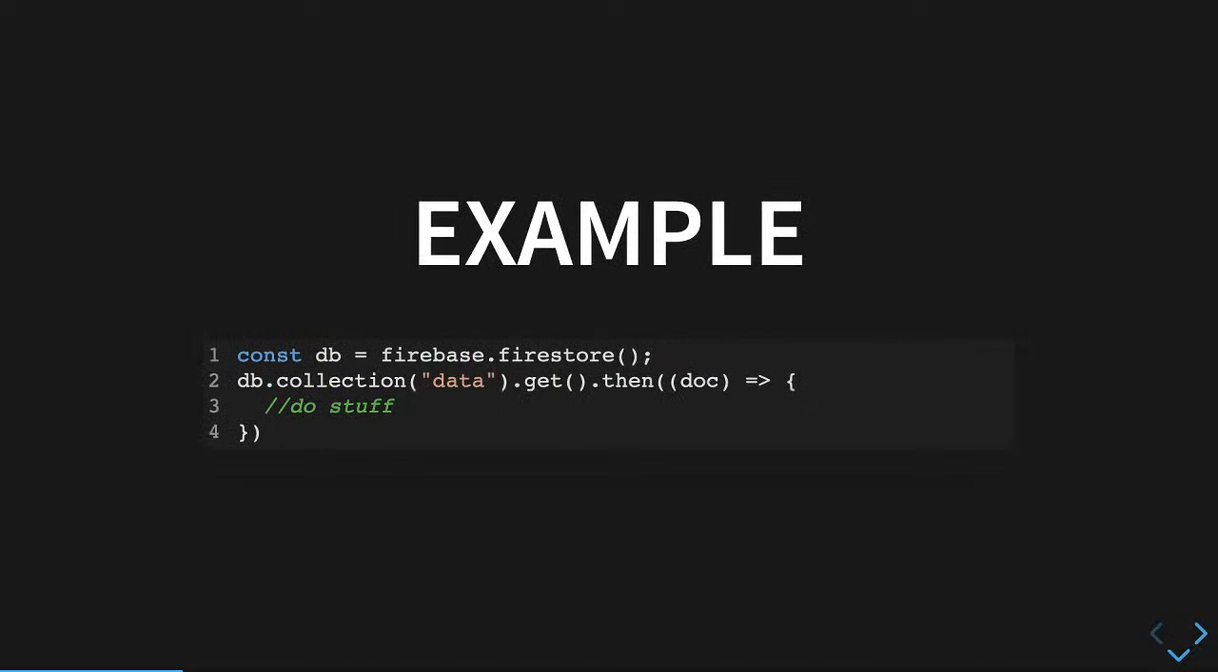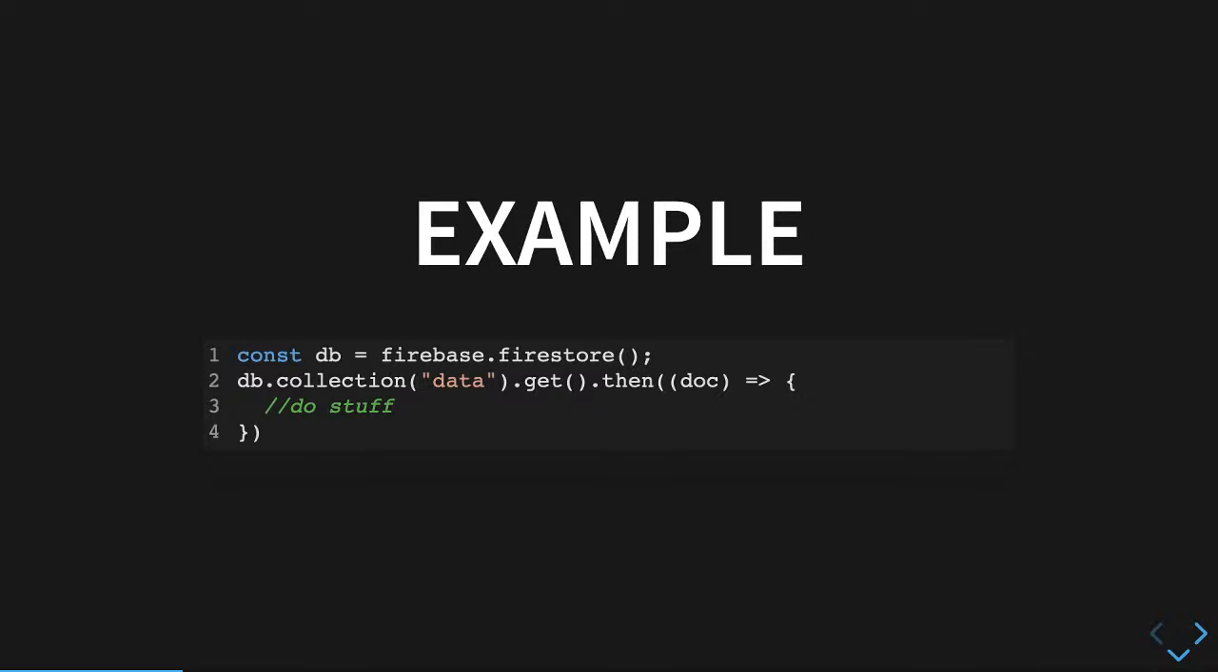So here would be an example. On line 1, you see we're accessing Firestore from the Firebase API. Then we would do collection, which is the name of the collection, because you can have as many collections as you want. Right now we're getting every single document in that collection, and then we can do stuff with those documents.